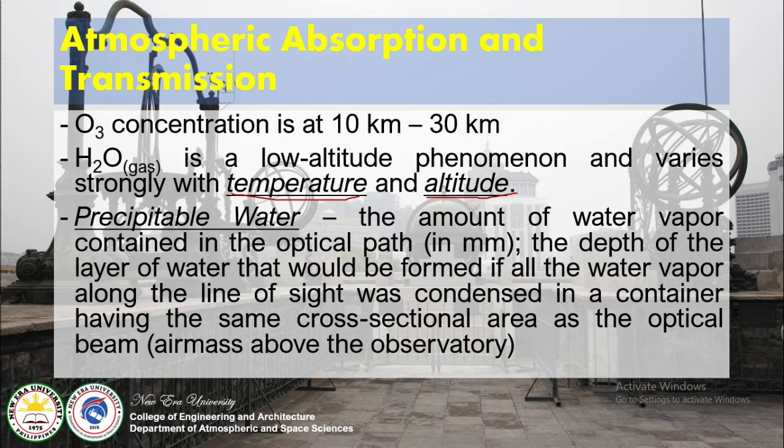Now, in this case, if for example, you have a container of water vapor, if you put that water vapor condensed, so magiging water siya. Now then, get the height of that water, and that is your precipitable water. It's basically the amount of water, no, that can rain, parang ganun.